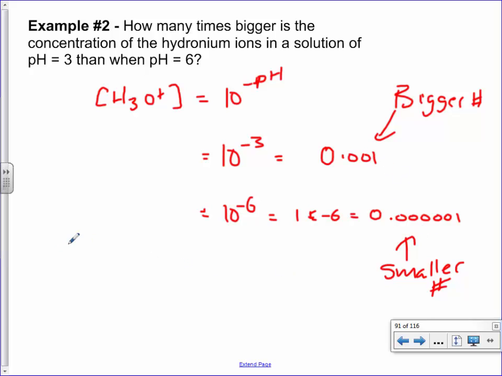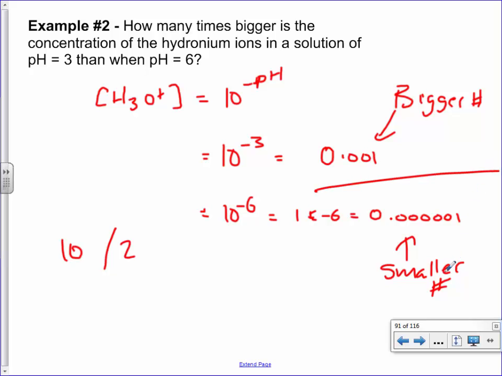Okay. Let me do a different example. 10 and 2. How many times bigger is 10 than 2? What did you do to solve that in your heads? You did 10 divided by 2. Take the bigger number and divide the smaller number. Do the exact same thing here. Take your bigger number and divide your smaller number. Just make sure that you get which one is the bigger number and which one is the smaller number.